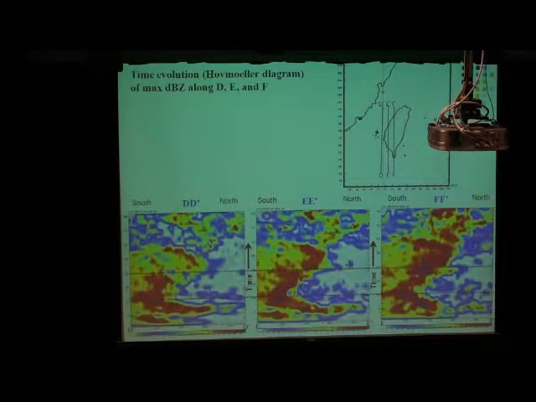Now this is the last slide. This shows the time evolution of maxima of vertical velocity from south to north along these three lines here. On day 1, you can see there was a large value in the south, which is caused by the typhoon circulation. Because during this time, Morakot is making landfall and moving northwestward slowly. And you can see the large convection first moves southward quickly and then moves northward slowly over time.